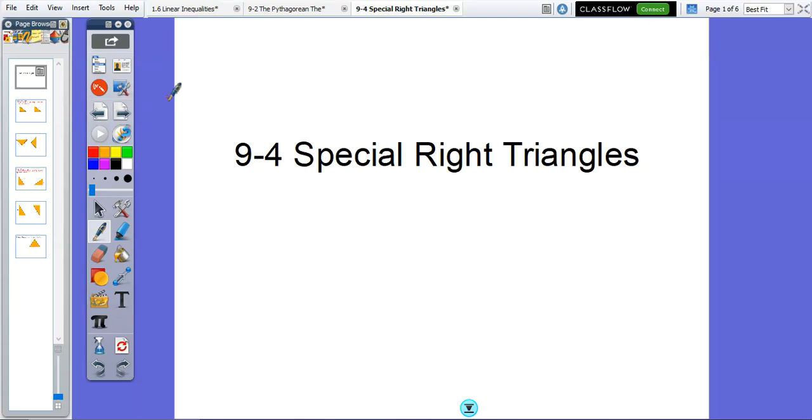Today we're talking about special right triangles. There's two main special right triangles we're going to talk about. We're going to talk about the 45, 45, 90 degree triangle, and of course our 30, 60, 90. These are two unique triangles that have a special pattern that helps us find the sides.